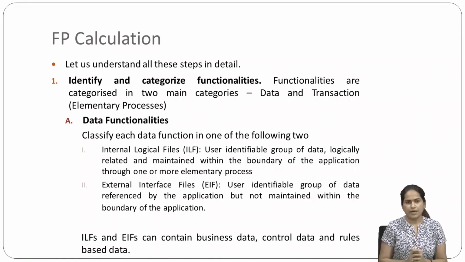First one we have, that is identify and categorize functionalities. Functionalities are categorized into main 2 categories. First one is data and second one is transaction, means data functionality and transaction functionalities. Transaction functionalities are also called as elementary processes. Now in data functionalities what we have? As I said you in first step, we will have 2 data functionalities and 3 transaction functionalities. So which are the 2 data functionalities?